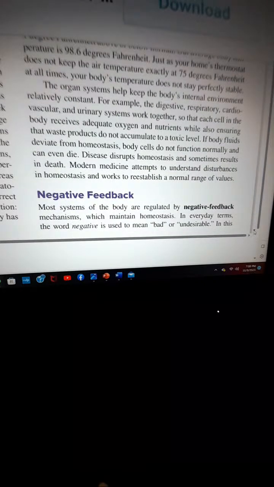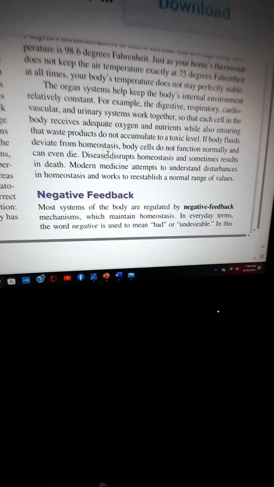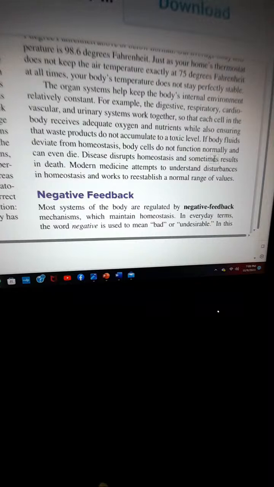The organ systems help keep the body's internal environment relatively constant. For example, the digestive, respiratory, cardiovascular, and urinary systems work together so that each cell in the body receives adequate oxygen and nutrients while also ensuring that waste products do not accumulate to a toxic level. If body fluids deviate from homeostasis, body cells do not function normally and can even die. Disease disrupts homeostasis and sometimes results in death. Modern medicine attempts to understand disturbances in homeostasis and works to re-establish a normal range of values.